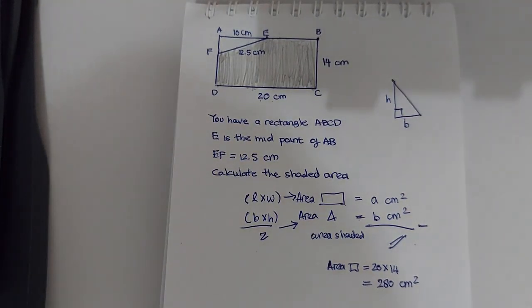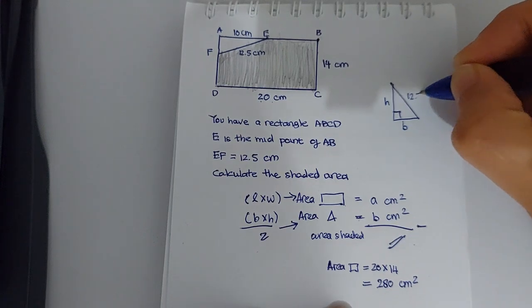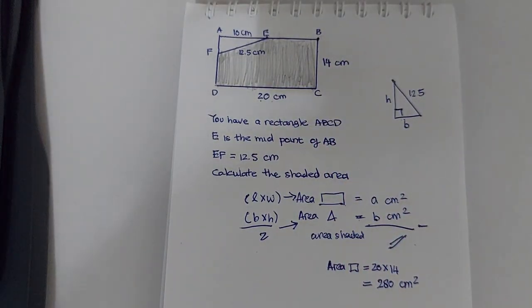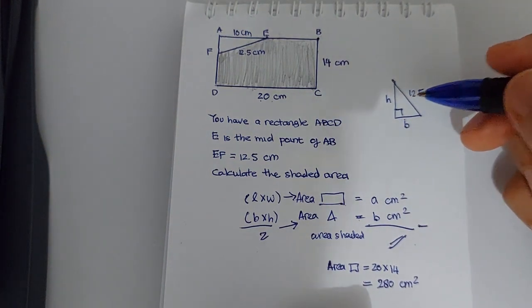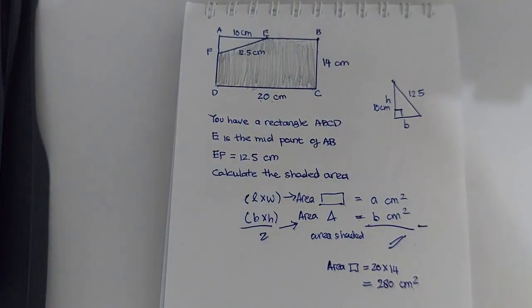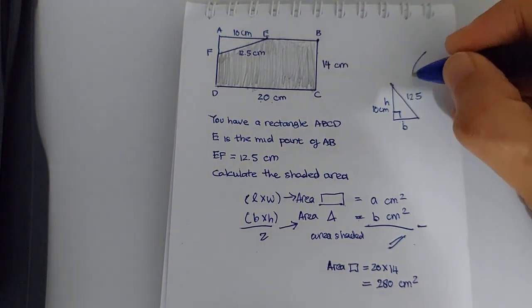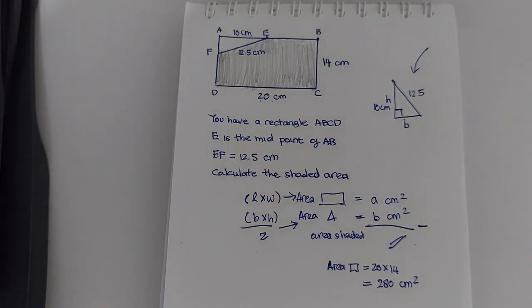Now, if we use the data from the diagram for this triangle, then we can say the slanted side here will be 12.5. And the perpendicular here is correct. Why? Because the interior angle of a rectangle, for sure, will be 90 degree, right? So we can say the height is 10 centimeter. But I only know the height. I don't know the base. How to find the base, remember? If this is the right angle triangle and we want to find the length of one side, then we will use what? Pythagoras, correct?